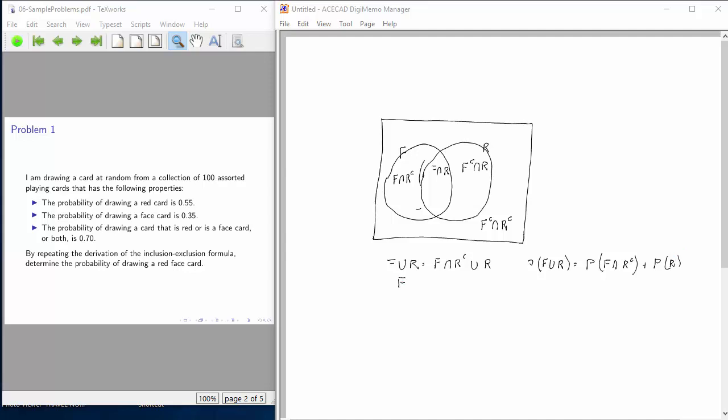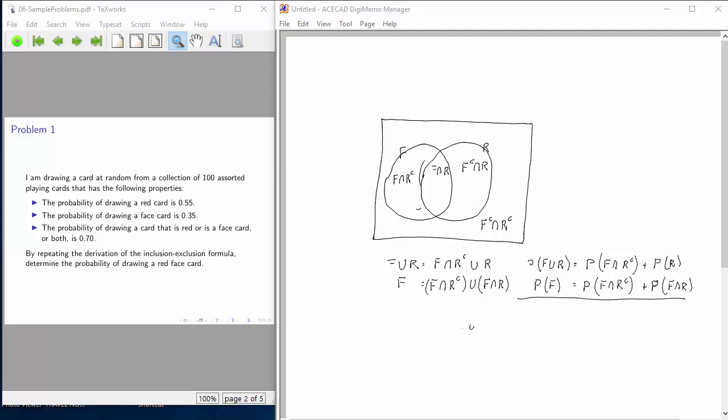Then I can write the event F as the union of 2 events. Either I get a black face card, or I get a red face card, and it follows that the probability for event F is the probability of the first of these 2 events plus the probability for the second of them.